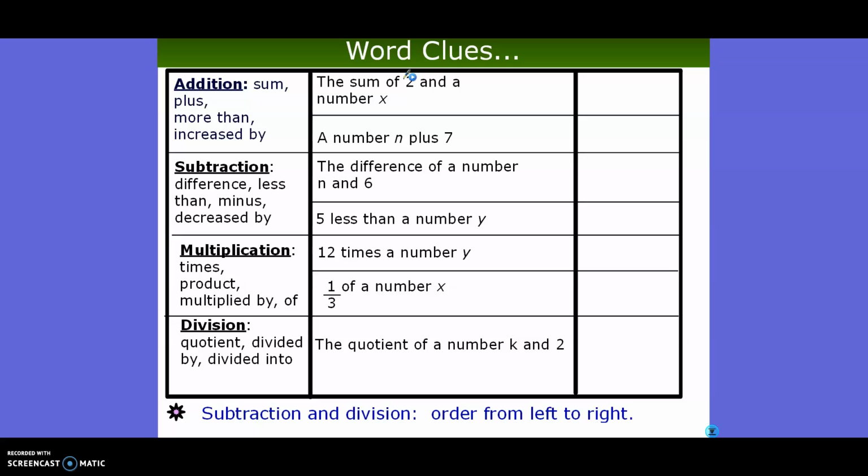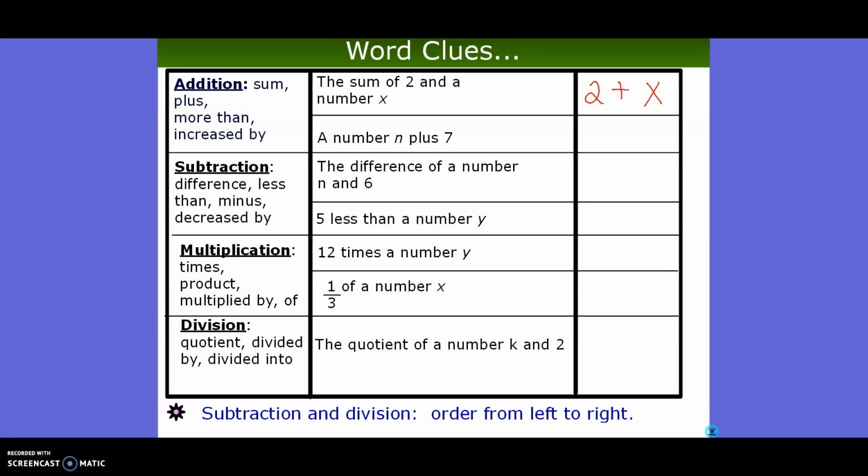Some other words that give us some clues. So we've got addition, that means sum. You might see it as plus, more than, increased by. So we have some examples here. The sum of 2 and a number x. So the sum of, which means addition, of 2 and a number x. And in your problem, if it says and a number and they don't give you the variable, you can choose which variable to use. But in this case, we were given that the number is represented by the variable x, so we want to use that.